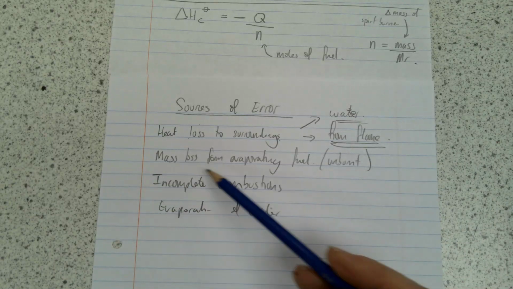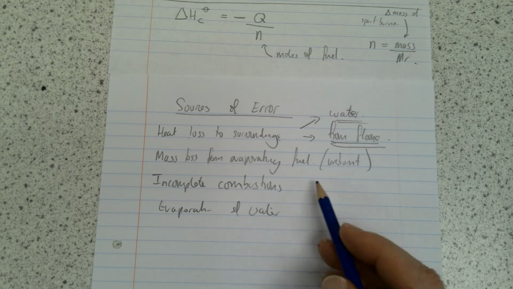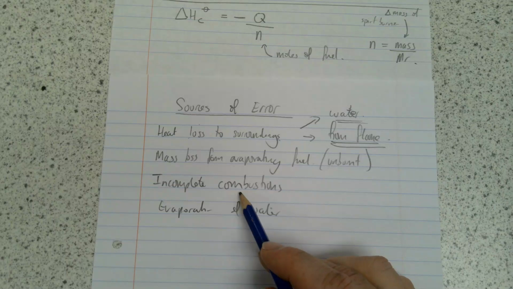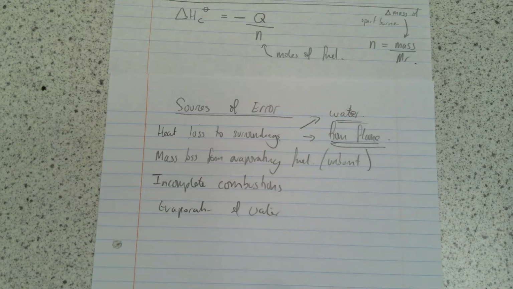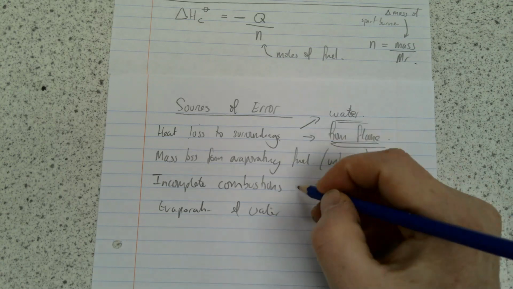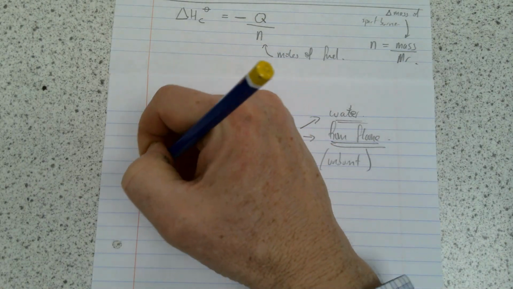Some of you suggested that it could be mass loss from evaporating fuel. In that time when you've taken the lid off and set light to it, you might have lost a tiny bit of fuel potentially. That will change your results, and you can work out how. There might be some incomplete combustion, well, there is certainly some incomplete combustion going on. Evidence for that would be the soot on the bottom of the calorimeter. The yellow flame, that's a massive deal. So that one and that one are huge issues and make a massive difference.